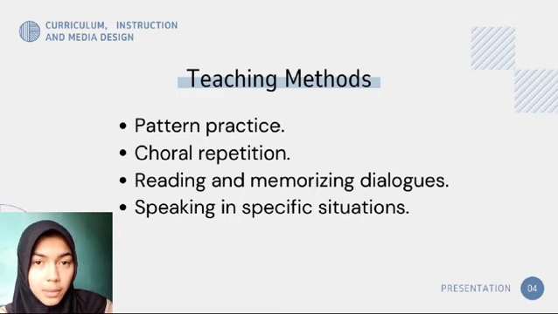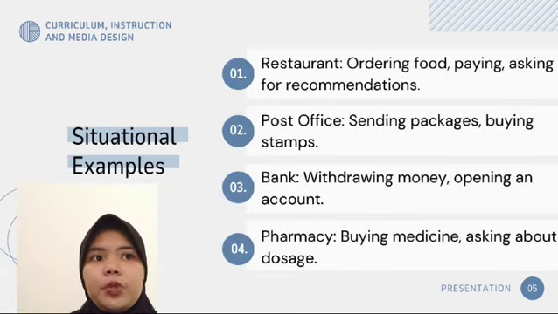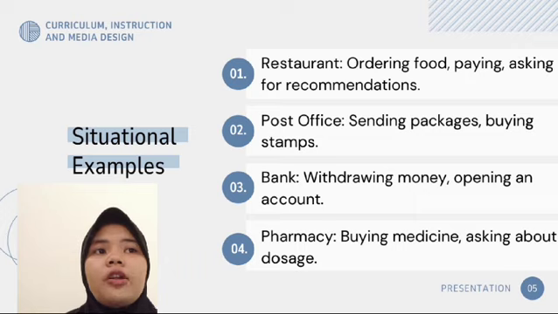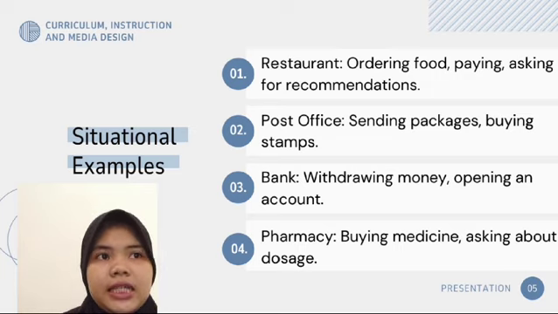And the last is speaking practice in specific contexts. It means students act out real world situations in class. The defining feature of this approach is its focus on real-life context. Here are some examples of how lessons are structured. The first one is at the restaurant. Students learn how to order food, ask for recommendations, and pay the bill.